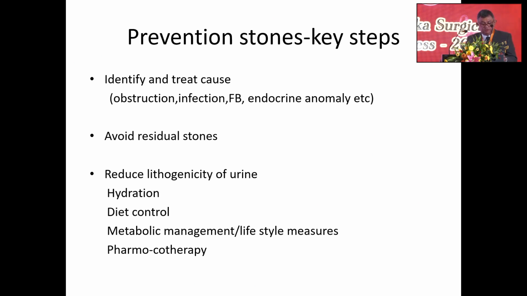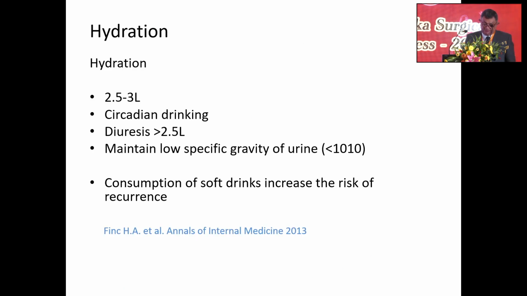Now let's talk a bit more about reducing lithogenicity of urine, and these are the key topics you need to remember. Hydration, hydration, hydration. There's no substitute for that. Control diet and metabolism, and lifestyle measures. And finally, I will talk very briefly about pharmacotherapy as a measure to prevent stone recurrence.